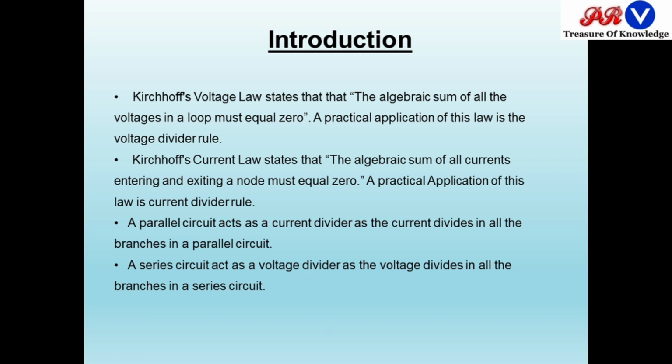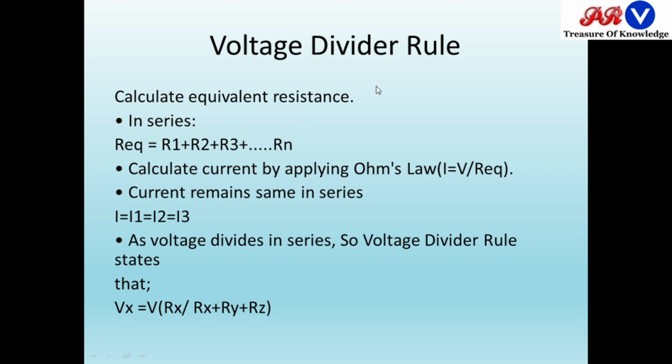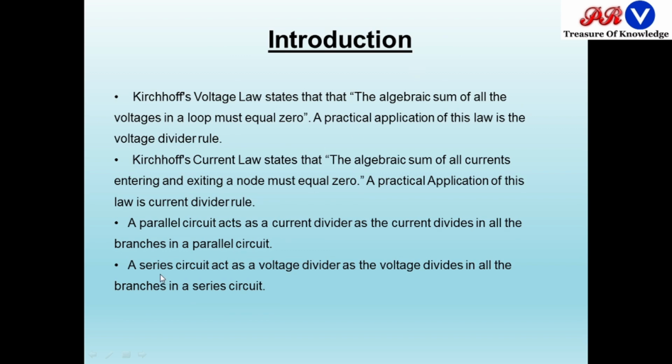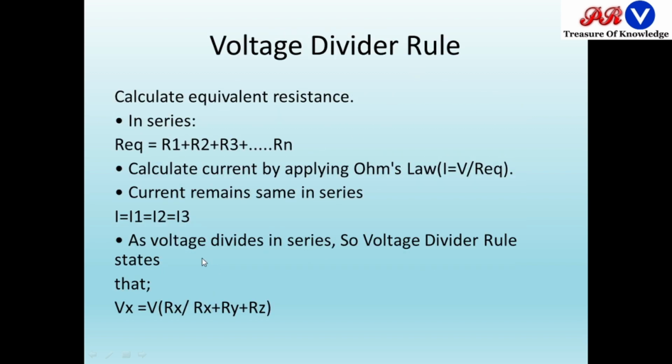So let's see what the voltage divider rule is. According to the voltage divider rule, we use a series circuit as a voltage divider. So we have different resistances in series. First we find the equivalent resistance, R1 plus R2 plus R3 in series. Then we find the current by using Ohm's law: I is equal to the applied voltage divided by the equivalent resistance we found in the previous step. But the current remains the same in series: I is equal to I1 is equal to I2 is equal to I3.